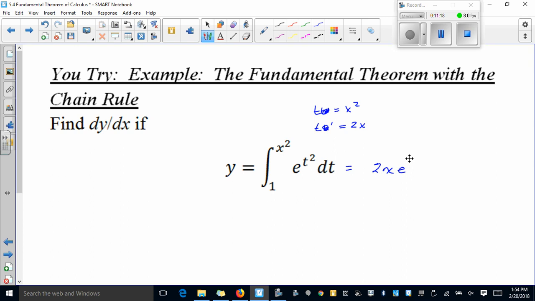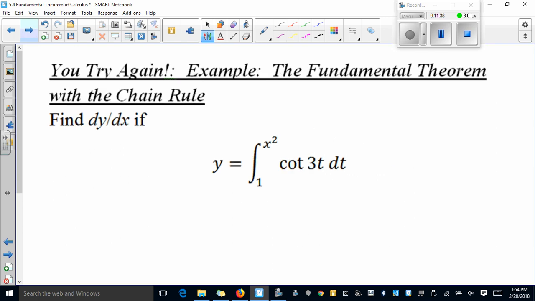All right, let's try another one. What about this one? So we can claim t to be x squared, so t prime is 2x, which gives us an answer here of 2x cotangent of 3x squared. Now, if you're trying to figure out what happened to this 3 here, when we do a derivative, we would multiply by that 3. But when we do the antiderivative of that, we would have divided that by 3. So anyways, the 3's would have canceled each other out. That's why we don't have to worry about it anymore.